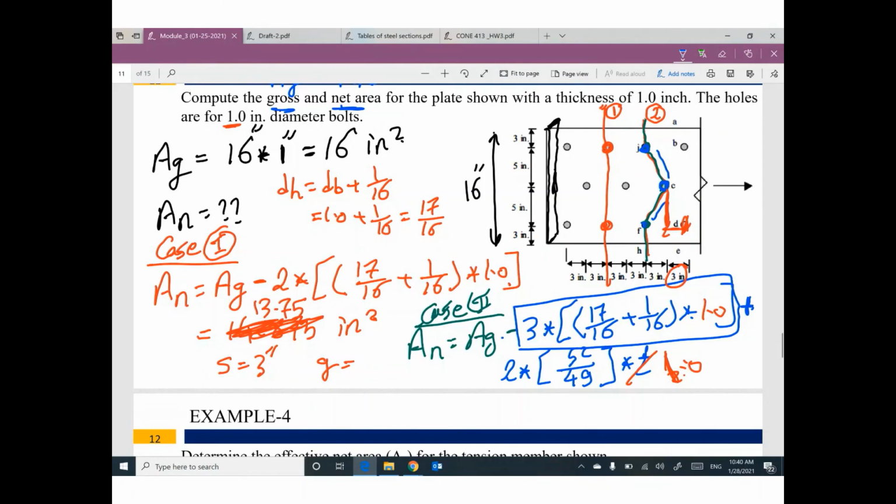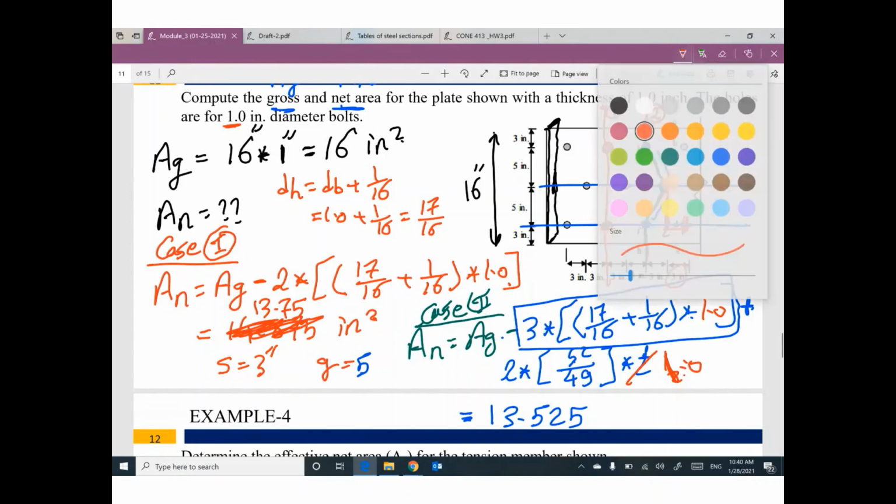Yeah, here you go. What is the value of g? g is the gauge length between this row and this row, 5 inch. So if you put s as 3, g as 5, and get your final answer, you can get the area net for this case. Let me do it. 9 divided by, times 2, plus 16 minus 3 times. This one will be 13.525.